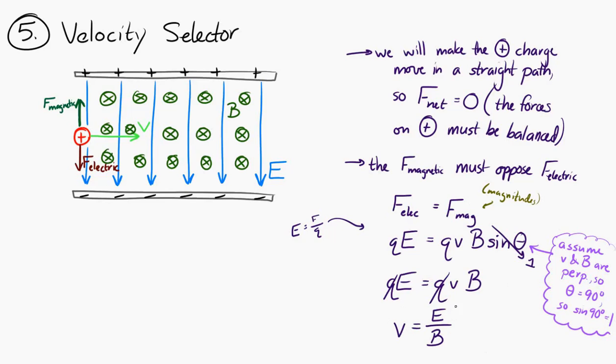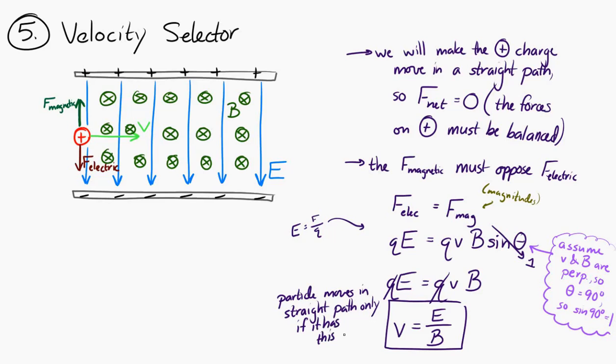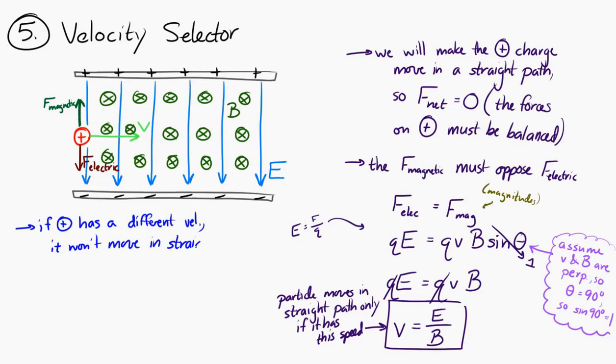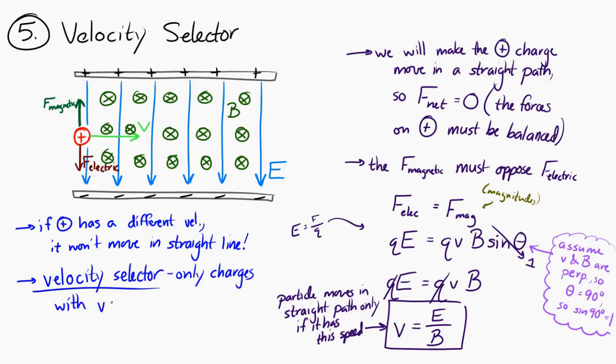This particle will travel in a straight line only if the velocity of the particle is equal to the electric field strength divided by the magnetic field strength. If the velocity is different than that, then the particle will not travel in a straight line. And we can explore that a little bit further. But this is called a velocity selector because only charged particles with the exact right velocity will travel in a straight line through the velocity selector.